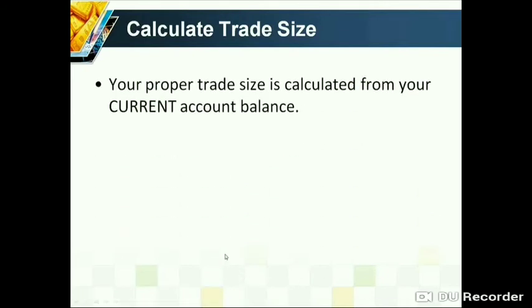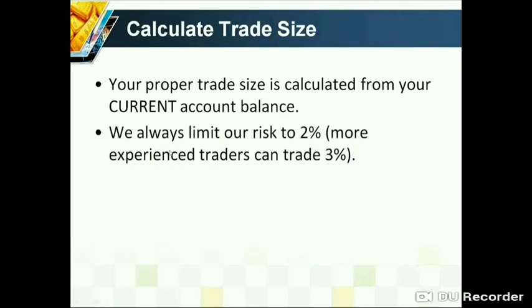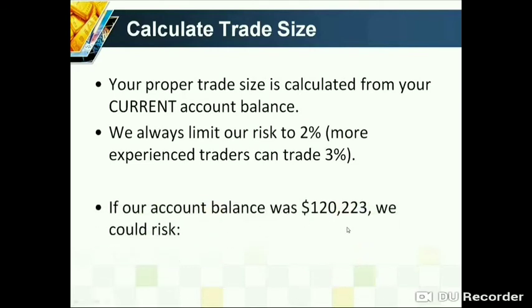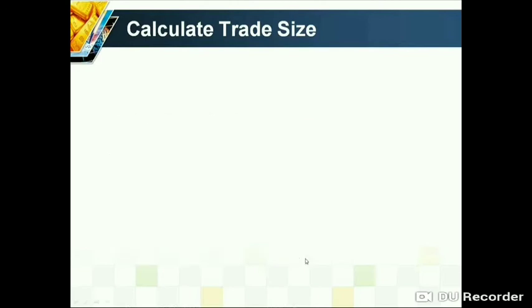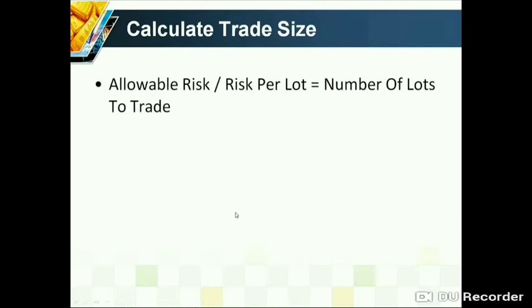Your proper trade size is always calculated from your current account balance, and to calculate it, you should use a percent R or percent risk level. We always limit our risk to 2%. As a more experienced trader, you might move that up to 3%, but especially when you're starting out, 1% or 2% is a common number. So if your account balance was $120,223, we could risk 2% of that, which is $2,404.46.